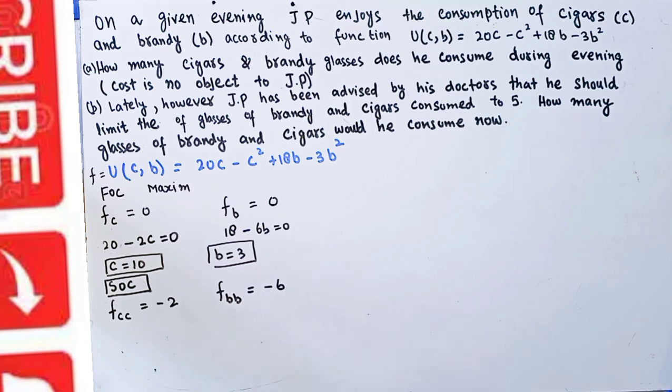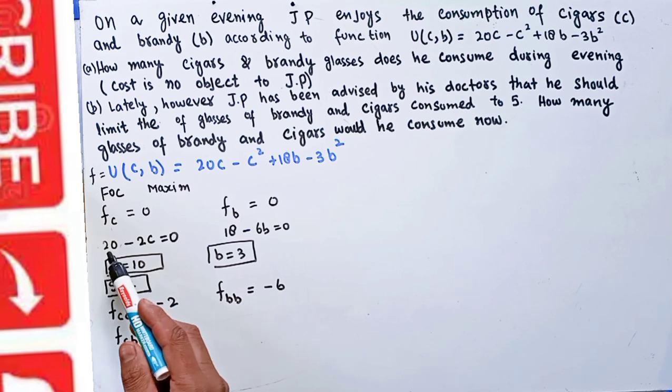Also, we need to calculate the cross partials. These are the direct partials, the second order direct partials. We also need to check the second order cross partials. So f subscript CB means differentiating the given function with respect to B.